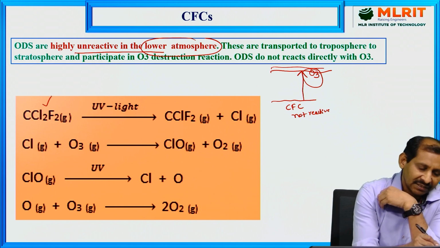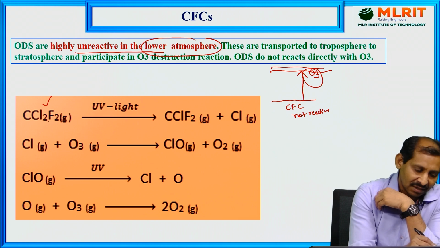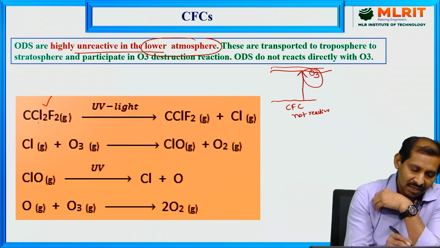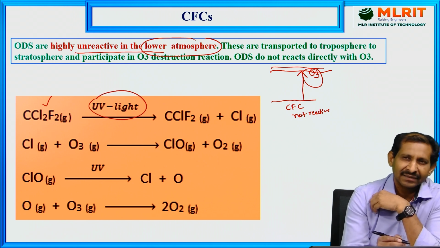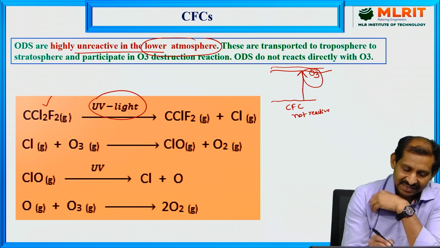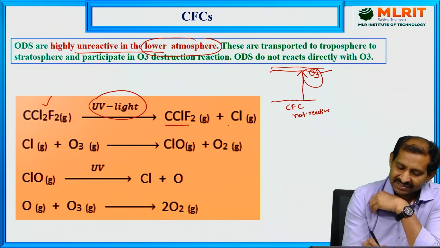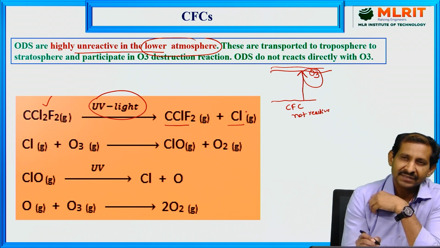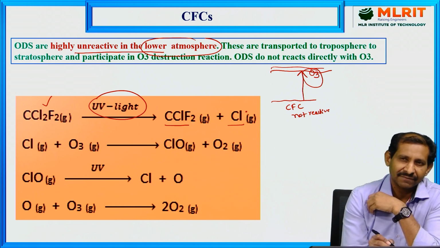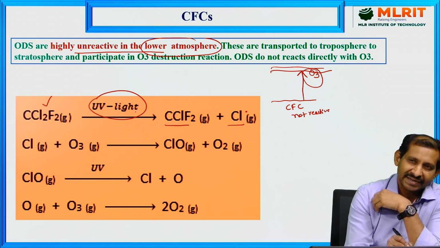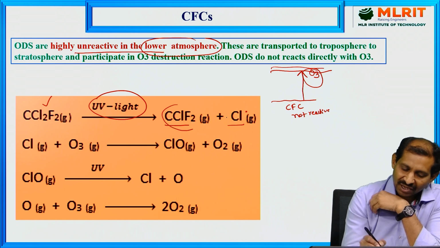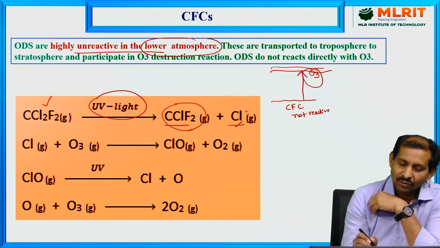For example, take one chlorofluorocarbon, with a carbon, two chlorine atoms and two fluorine atoms attached to the carbon. Once this absorbs UV light radiation from the sun, it immediately dissociates into CClF2 and a Cl radical, releasing Cl. This reaction takes place by a free radical mechanism. So it dissociates in the presence of UV light radiation, releasing one of the chlorine radicals.